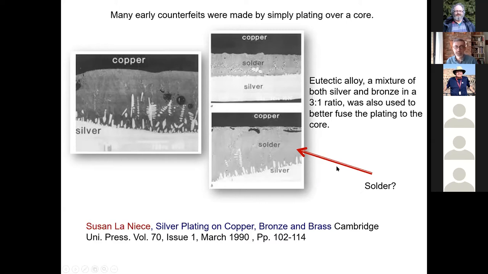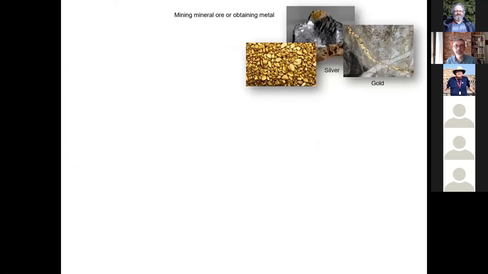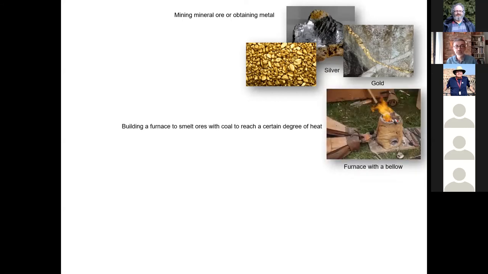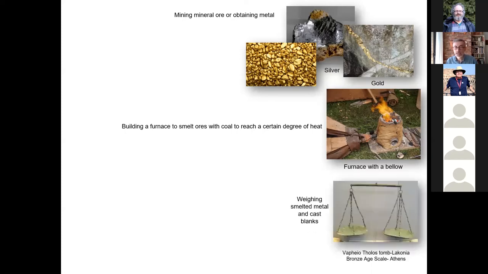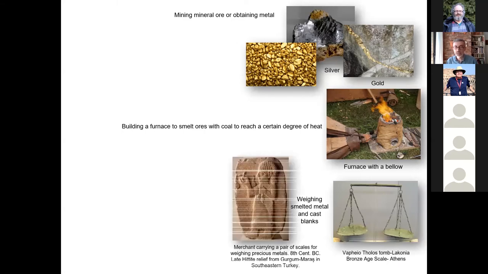But it is interesting to see that they use different techniques to plate coins. And it was not an easy process, to say the least. A lot of things must have been involved in this process. So mining mineral ore or obtaining metal first, building a furnace to smelt ores with coal to reach a certain degree of heat, weighing smelted metal and cast lengths. You have to do a good job in weighing, because weighing is the most crucial thing here, because you need to match the well-known standard weight, which was not so difficult apparently.